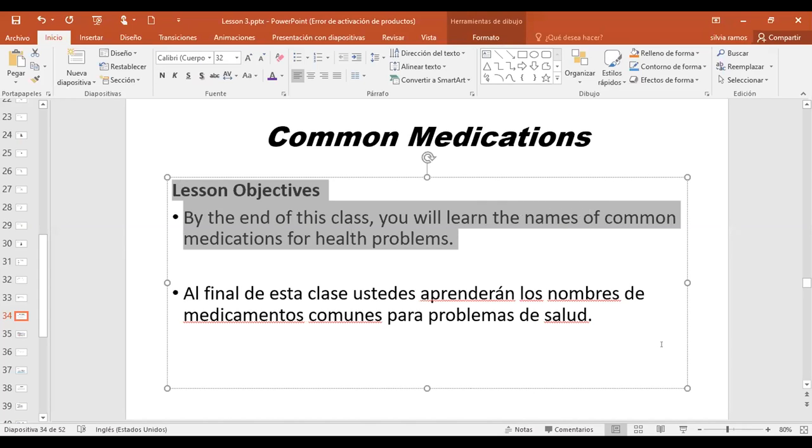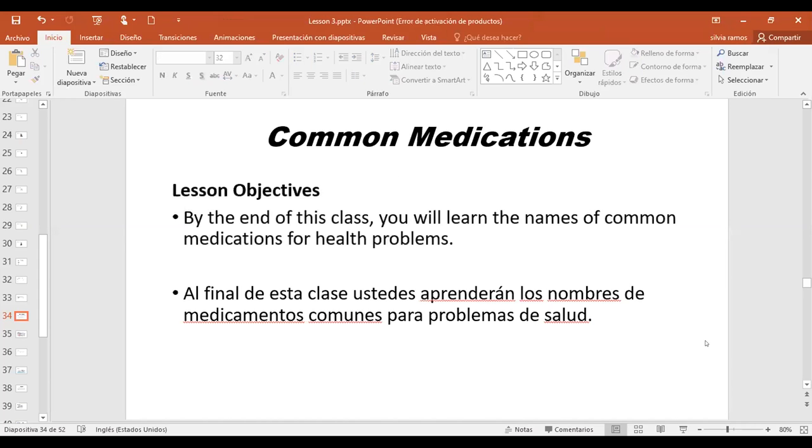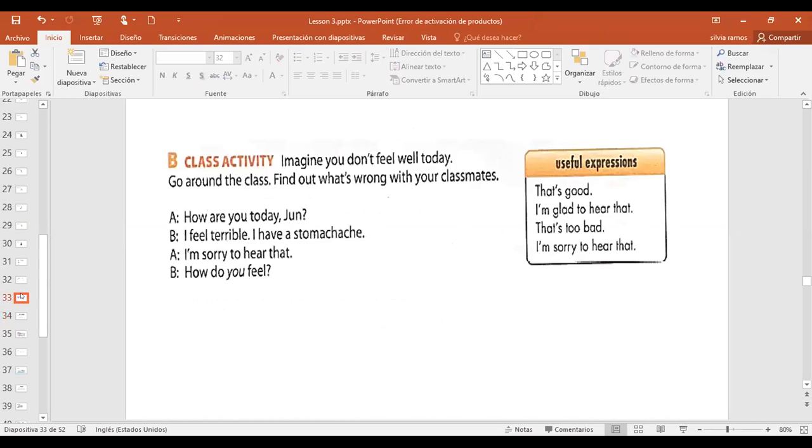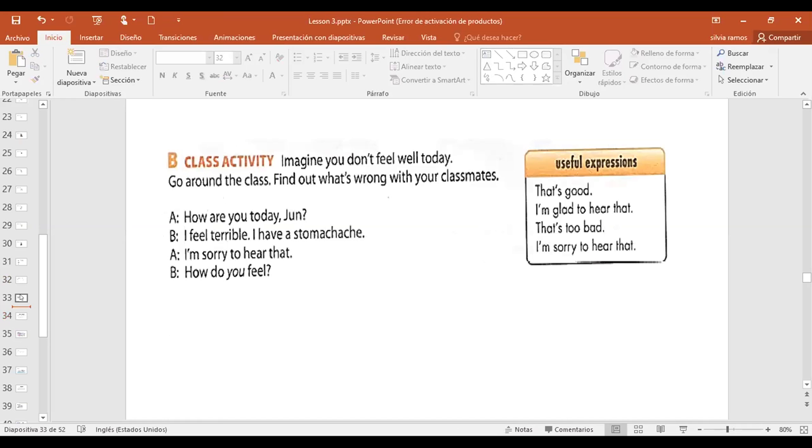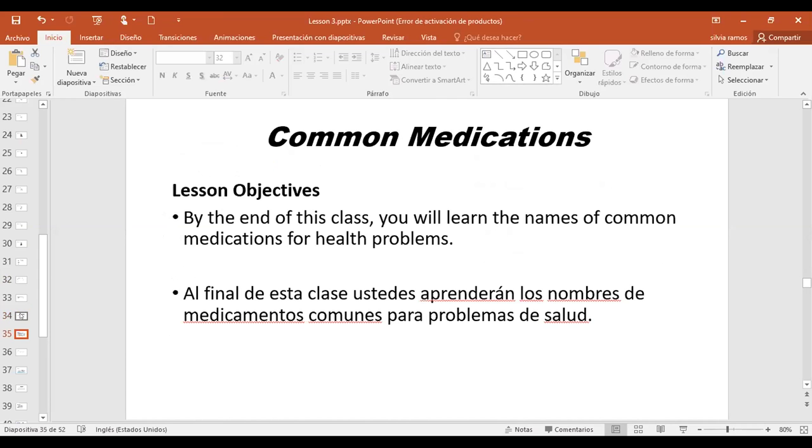Lesson objectives. By the end of this class, you will learn the names of common medication for health problems. Very good. Al final de esta clase, ustedes aprenderán los nombres de medicamentos comunes para problemas de salud. These are health problems. When you have a backache, toothache, those are sick problems, health problems. So for that, we're going to practice common medications.